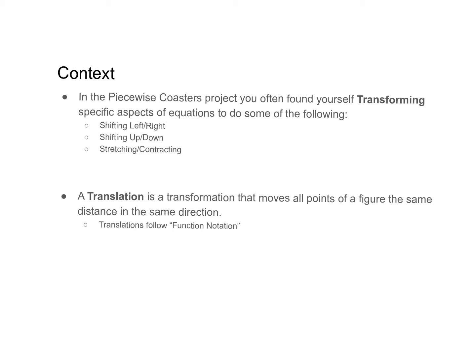Translations are what we do to the entire graph in order to get it to go somewhere specific. Translations follow function notation and are the process of moving all points of a figure the same distance in the same direction.